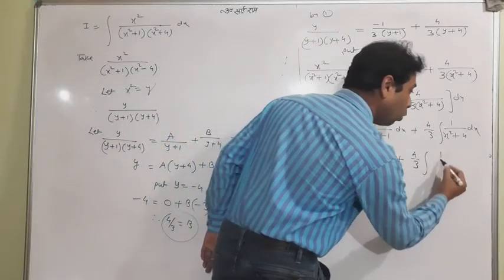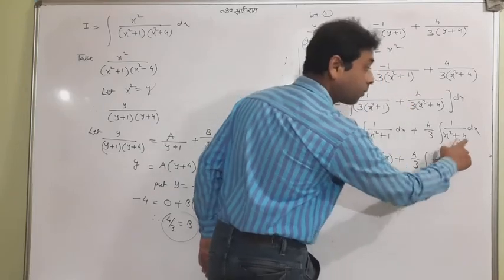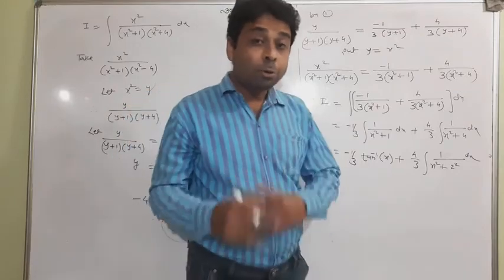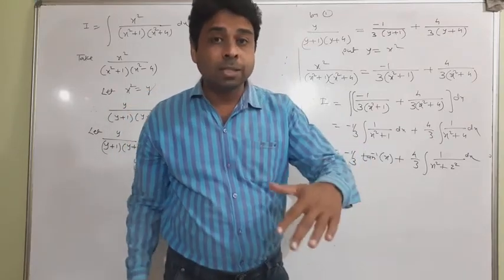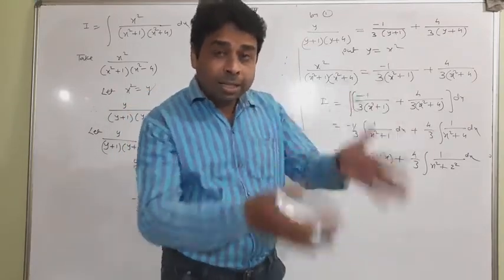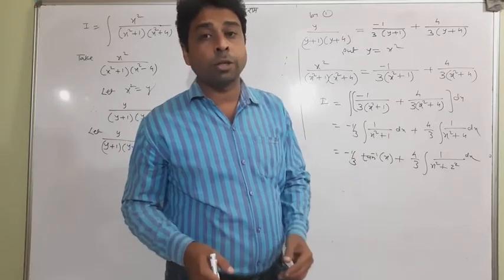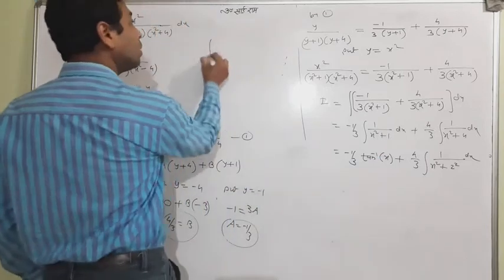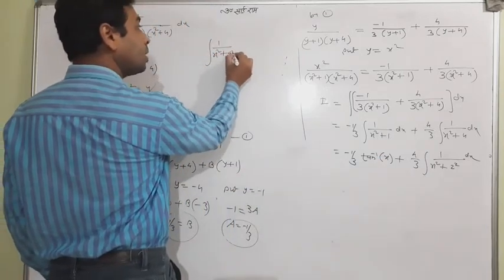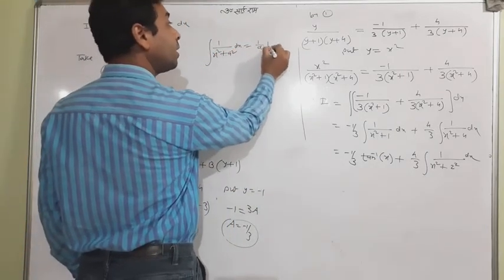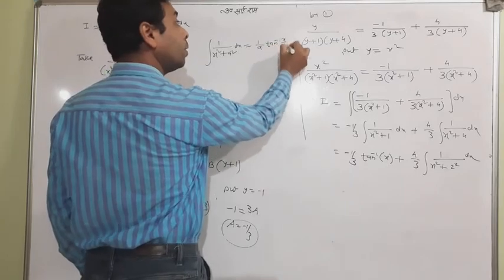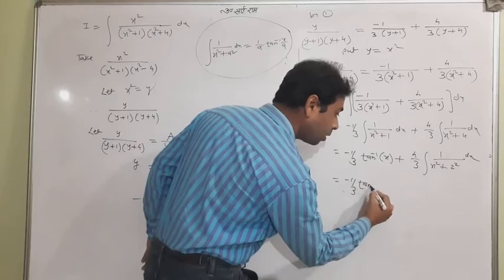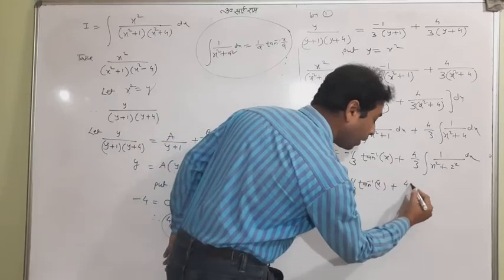And that is also very important, guys. This is 4, so you will write 2 square. Try to understand the formulas. Now take the list of the formulas. 7 formulas I taught. One of the formulas is 1 upon x square plus a square. What is the formula? 1 upon x square plus a square is 1 upon a tan inverse x upon a. Use this formula here. So write the answer: 1 by 3 tan inverse x plus 4 by 3.